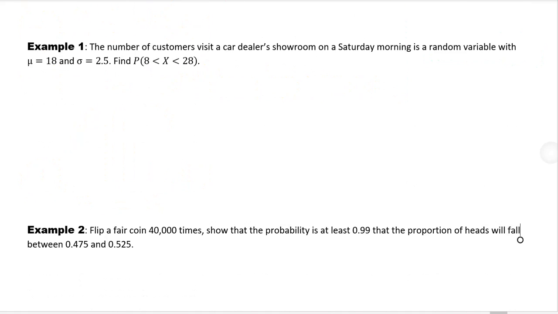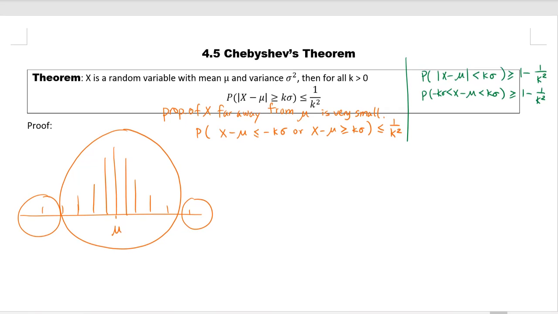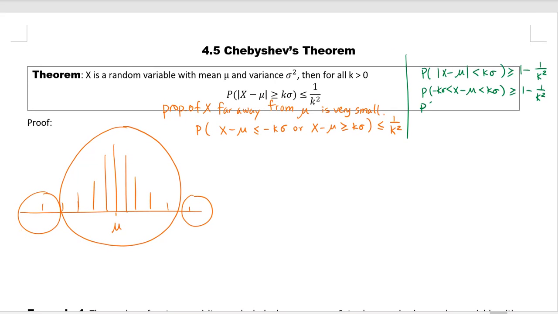We can also add mu to the inequality. Then we get mu minus k sigma less than X less than mu plus k sigma. The probability is greater than or equal to 1 minus 1 over k squared.